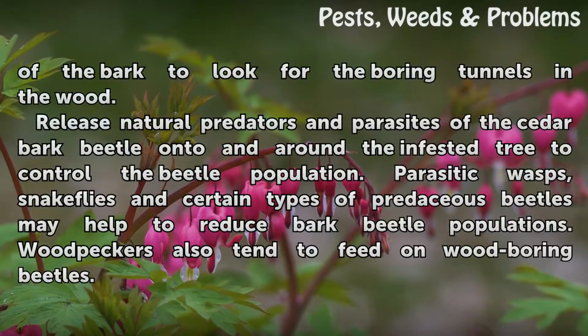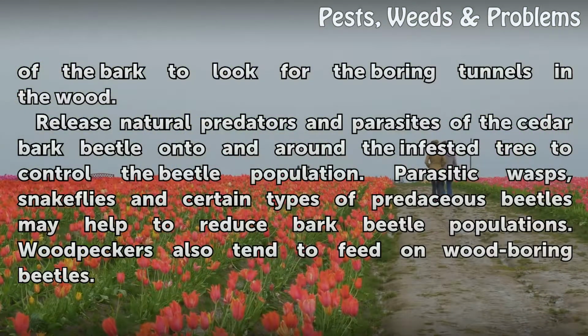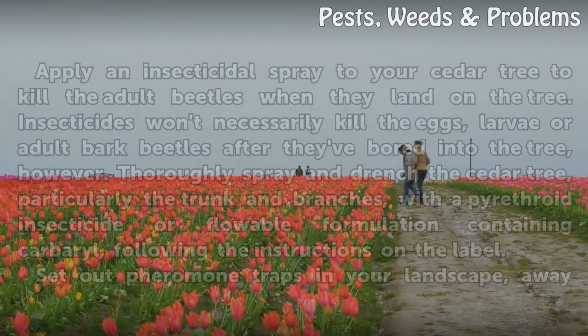Release natural predators and parasites of the cedar bark beetle onto and around the infested tree to control the beetle population. Parasitic wasps, snake flies and certain types of predaceous beetles may help to reduce bark beetle populations. Woodpeckers also tend to feed on wood-boring beetles.